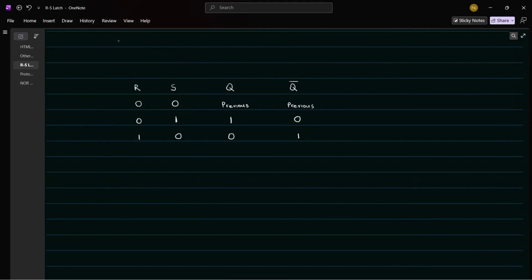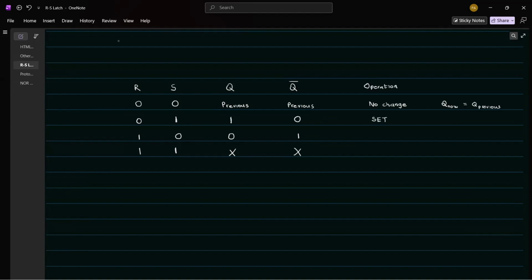Then we also studied that if R is equal to 1 and S is equal to 1, it is not allowed. It is forbidden. You can also come up with the practical implication of this. So 0, 0 means no change: Q now is equal to Q previous. And R equal to 0, S equal to 1: well, it is now tripped. The alarm is tripped, or you can say the RS latch is set.